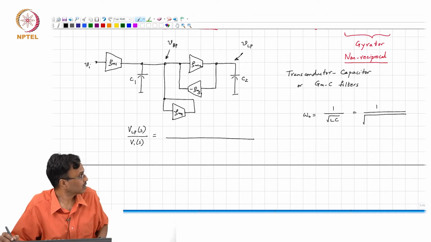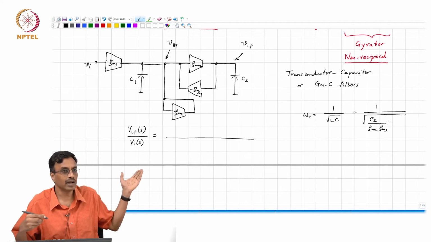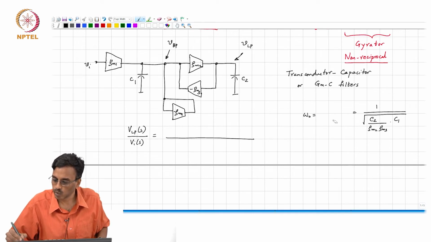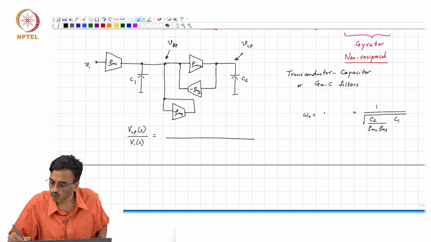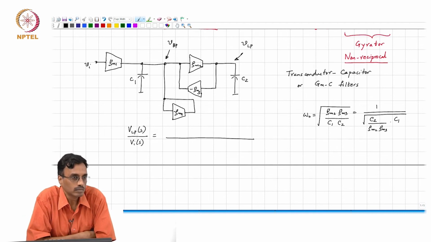Yes, Darwin. C2 over GM2, GM3, very good, and the capacitance is evidently C1. So, 1 over square root LC is basically square root of GM2, GM3 over C1. Okay.